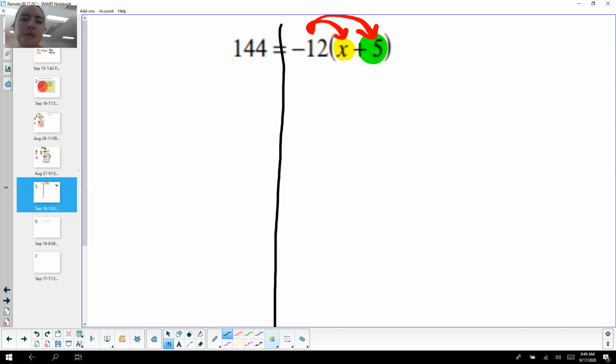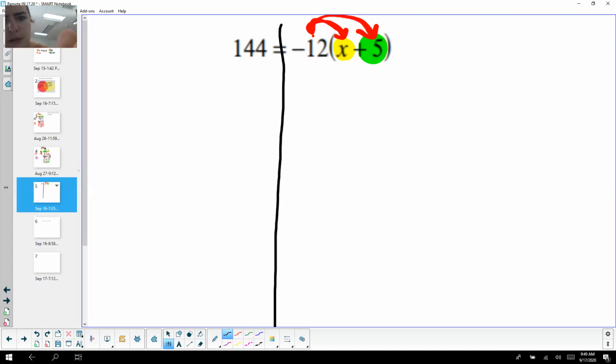All right, guys, we're going to go ahead and go over this one. All right, so we've got 144 equals negative 12, parentheses, x plus 5. So step 1, we can't start doing our equation solving. We can't solve for x until we distribute that negative 12. So I've got to get negative 12.